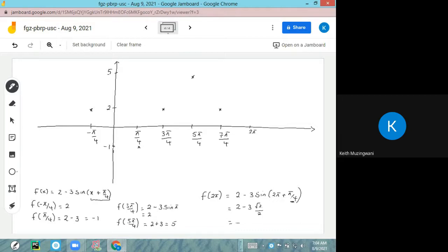So let's sketch. Remember, I've got different colors, so I can do it in bold. Where's my first point? My first point is here, crossing there.